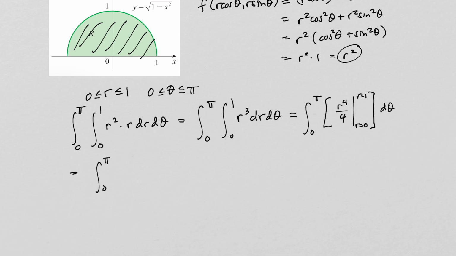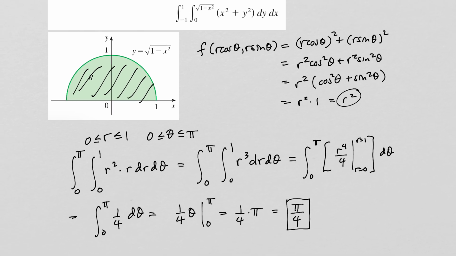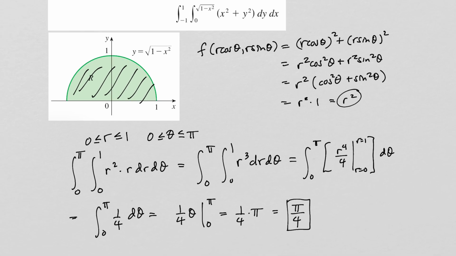Plugging in r equals 1, we get 1/4. Plugging in r equals 0, we get 0. And so we quite literally have the integral of 1/4 d theta from 0 to pi. This, of course, is 1/4 theta from 0 to pi, which is 1/4 times pi minus 0, or simply pi over 4. So it's not that we can't integrate this with respect to x and y, but polar coordinates makes the problem much easier.